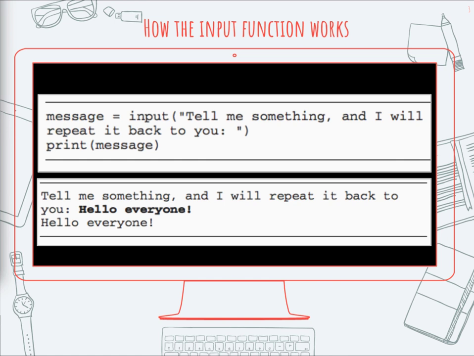The input function takes one argument, the prompt, or instructions, that we want to display to the user so they know what to do. In this example, when Python runs the first line, the user sees the prompt, "Tell me something, and I will repeat it back to you." The program waits while the user enters their response and continues after the user presses enter. The response is stored in the variable message. Then print(message) displays the input back to the user.